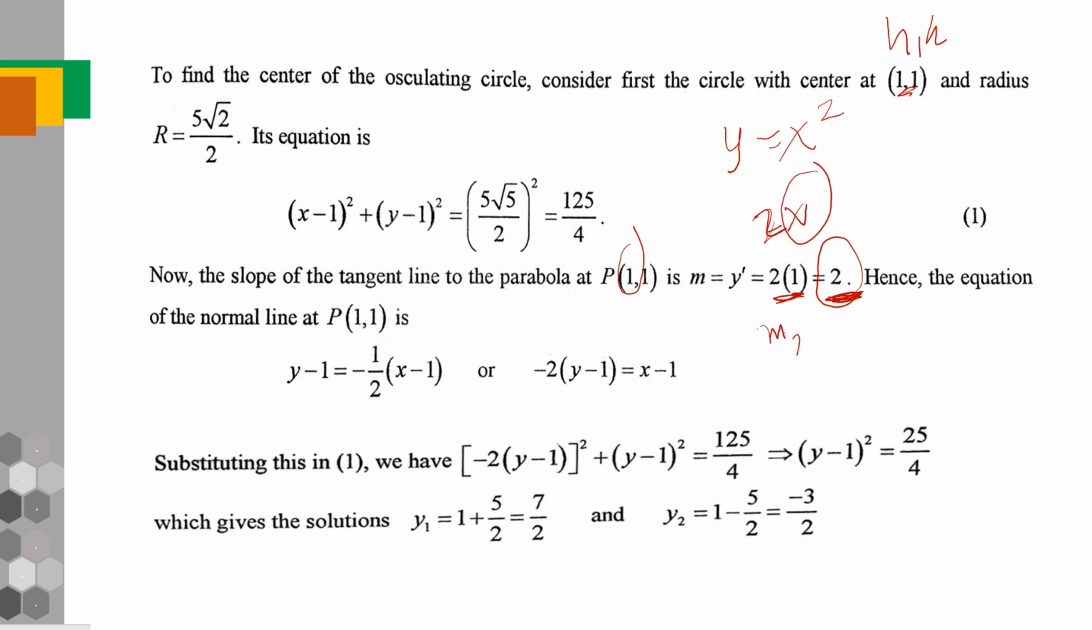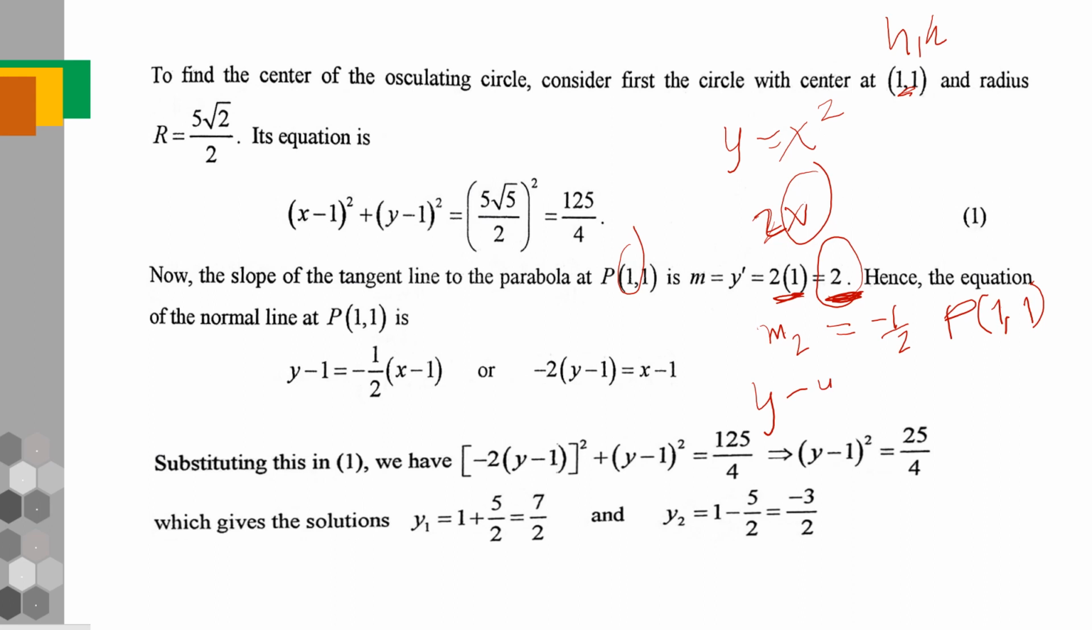M sub 2, that is negative 1 half. Then we have the point (1, 1). So how do we get the equation of the normal line? Using the point-slope form. This is the point-slope form.